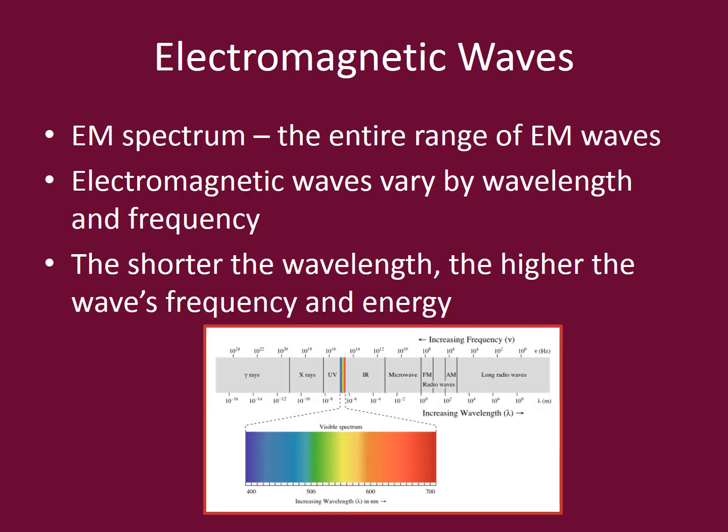So things that differ among the electromagnetic waves: they all travel the same speed as each other, but they differ by their wavelength and their frequency. And if you remember, we've talked about how those things are inversely related. So the shorter the wavelength, the higher the frequency. And then we're adding one additional thing today. The higher the frequency, the higher the energy.